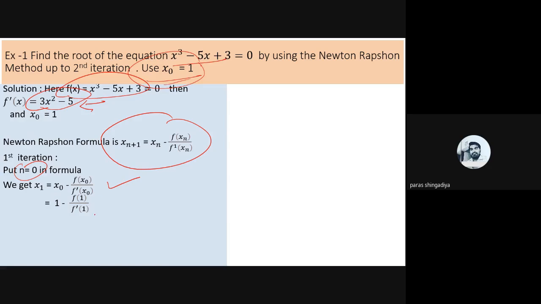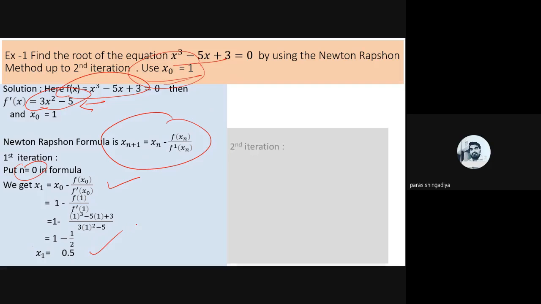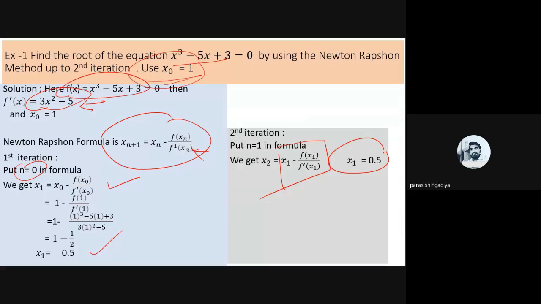Okay, and then use the value x0, find the function value as well as the derivative value, replace it here and simplify it. You will get the first iteration of the equation x cube minus 5x plus 3, that is 0.5, and by using 0.5 we can find the second iteration, that is x2 is equal to x1 minus f of x1 upon f dash of x1. Use n equal to 1 in this formula and use x1 equal to 0.5 there, and we can find the second iteration answer.